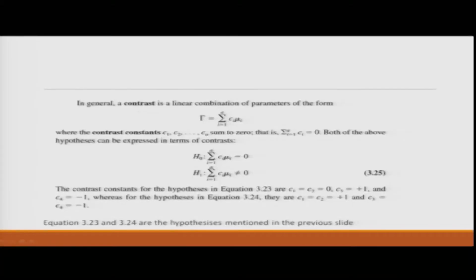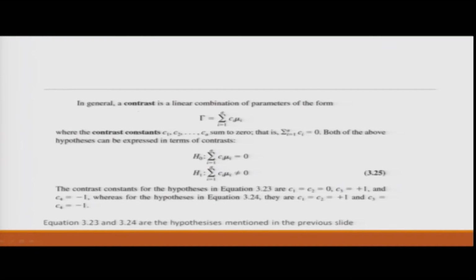So, in general a contrast is a linear combination of the parameters of the given form. I want to find a combination of these values mu 1, mu 2, mu 3, mu 4, up to mu a. In this case, from 1 to a, the mu's will be multiplied by the corresponding c's. So, this is C1 times mu 1 plus C2 times mu 2, up to Ca times mu a, where the contrast constants are C1 to Ca and they sum up to 0. What you are trying to do is to weight them more or less heavily depending on the values of C.